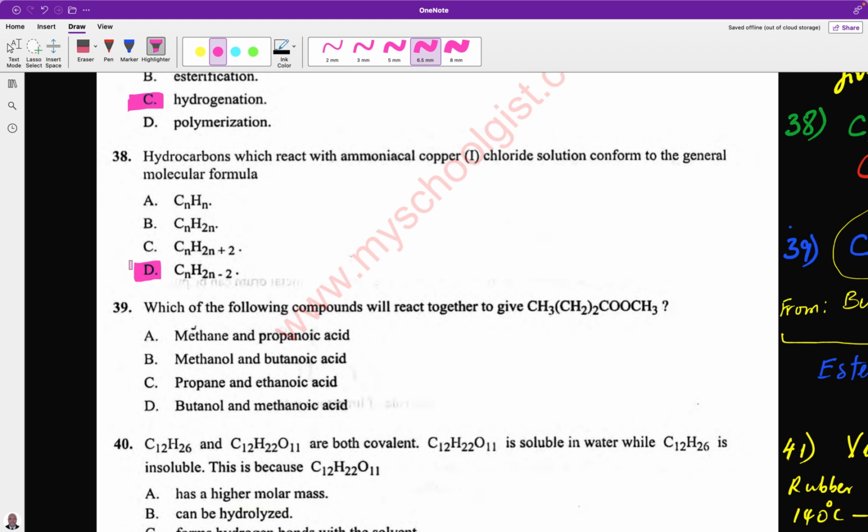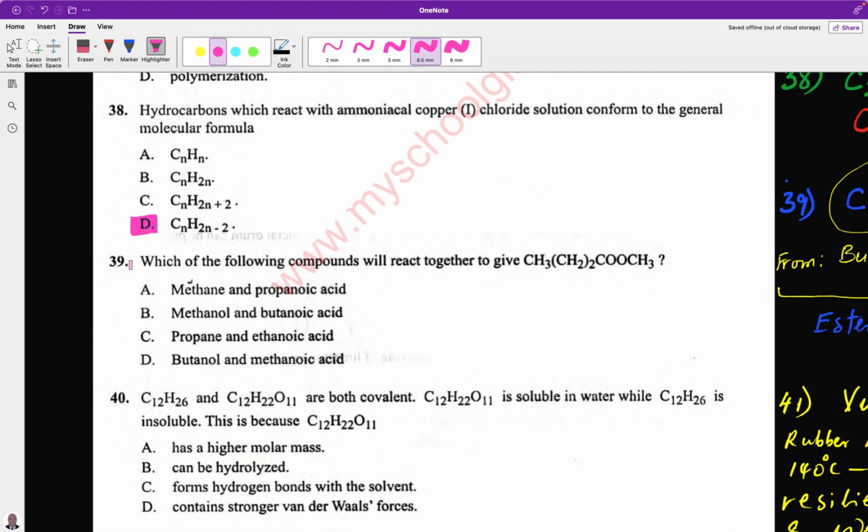Now, question 39. Which of these compounds will react together to give this compound? We have CH3CH2CH2COOCH3. It should be noted that this is an ester.